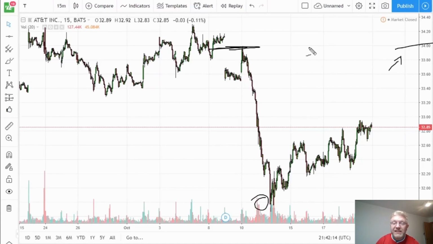There are two major things that you need to know about trading from a psychological point of view: support and resistance. Support and resistance.